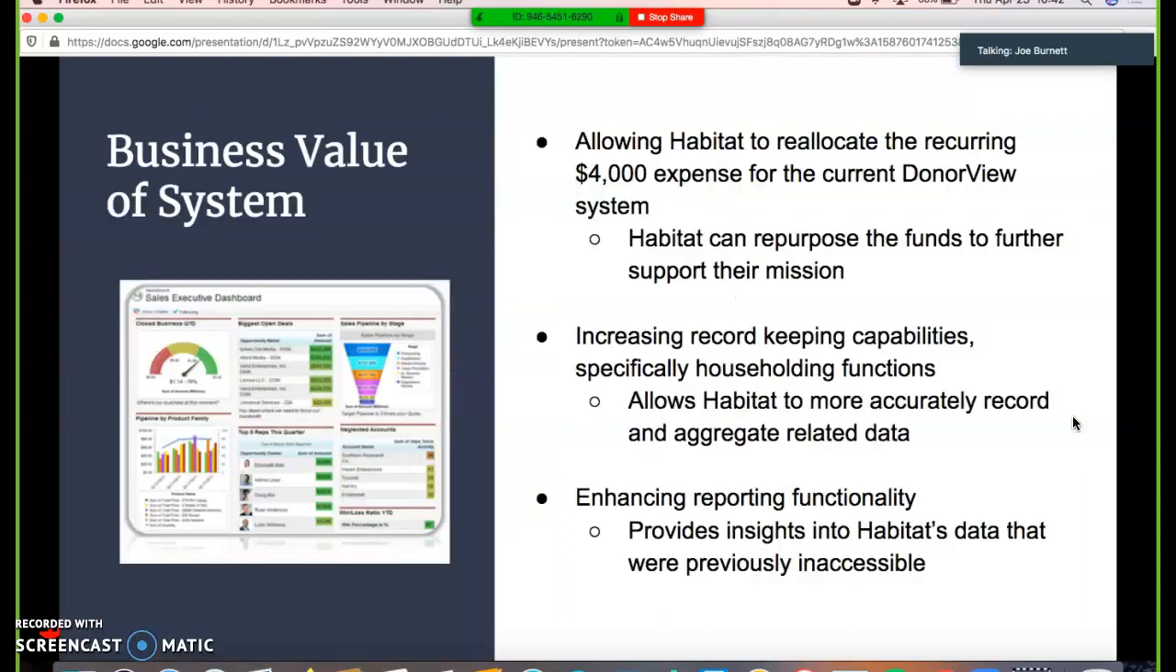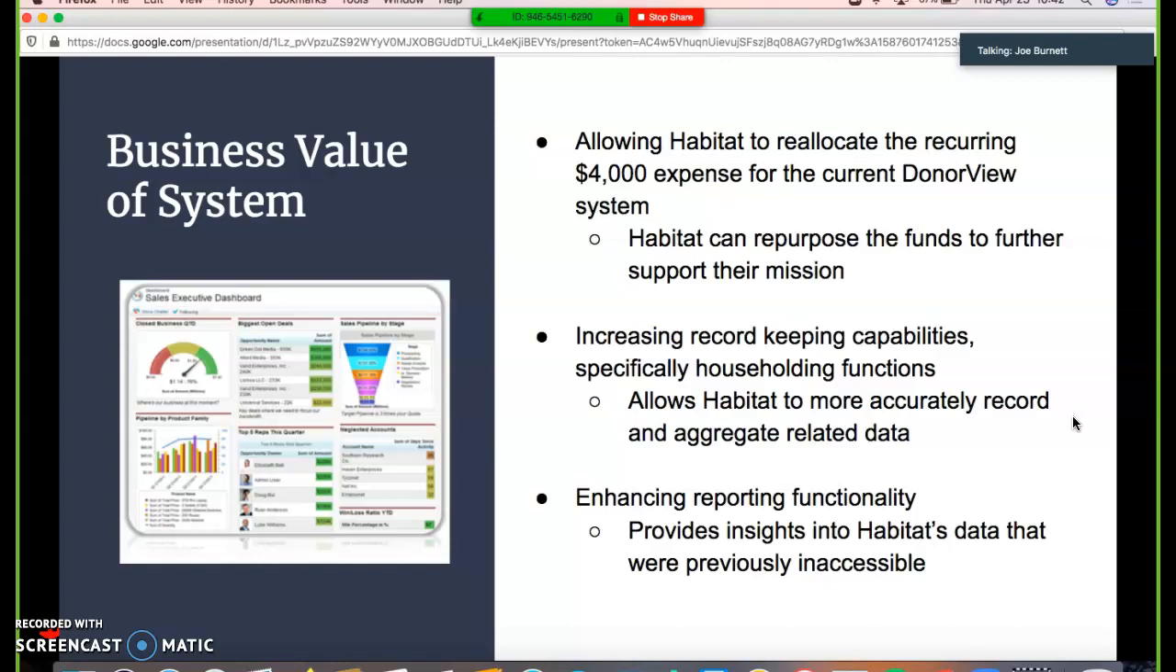So now we'll talk about the business value of the system. First, we have the business value of the system we built. This system will allow Habitat for Humanity to reallocate their financial resources towards something else that will further support their mission. The previous system was a recurring $4,000 expense that will no longer need to be paid.